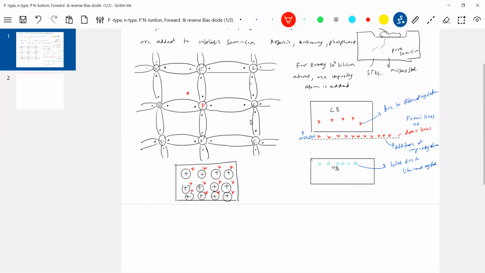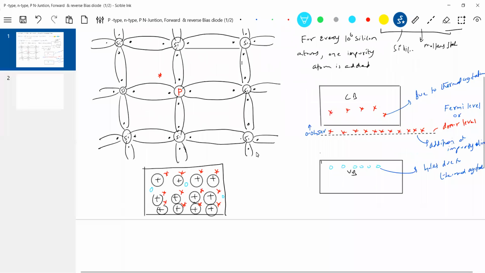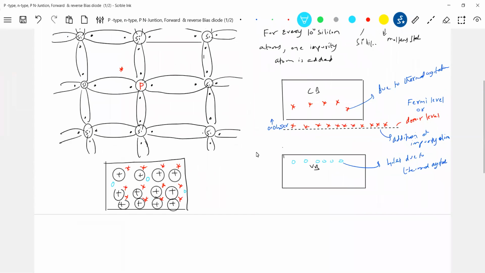And there will also be a few holes. These few holes are due to thermal agitation. So electrons are the majority carriers in an n-type semiconductor. I think we can make a big diagram, no problem. For n-type, I'll write it here and indicate the symbol like this.